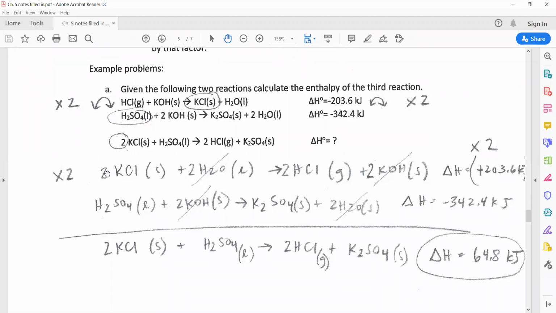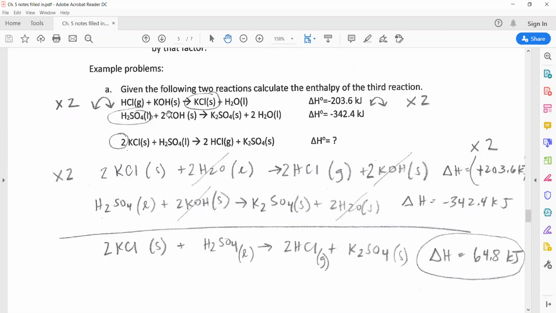So I recommend rewriting them in the correct order. So what I did was I rewrote this equation backwards. It now has coefficients of 2, but I'll talk about that in a minute. All I've done so far is reversed it and made my negative 203 a positive.